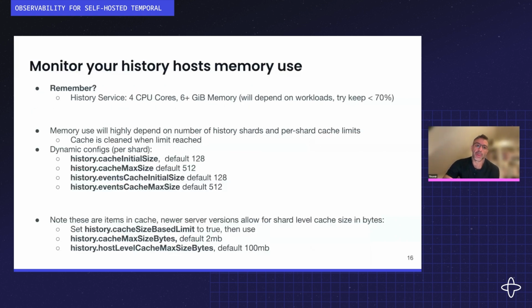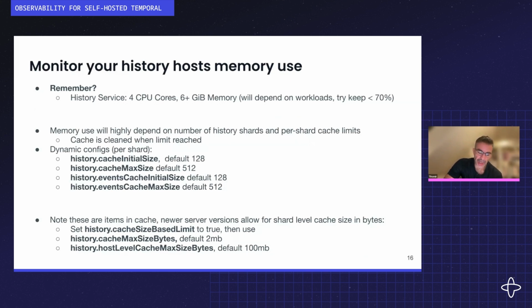Another thing that's pretty important once you start setting up your Temporal cluster is monitoring your history hosts' memory use. If you remember, especially for history hosts, we recommended some memory, but it will really depend on the workload. Memory use will highly depend on the number of history shards and per-shard cache limits. Each shard has its own cache. It's cleaned up when the limit is reached.